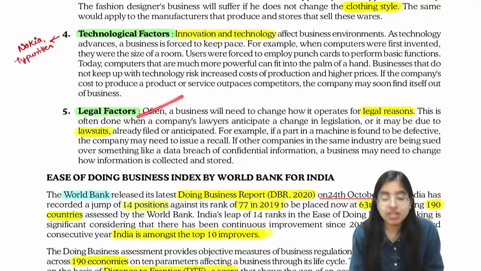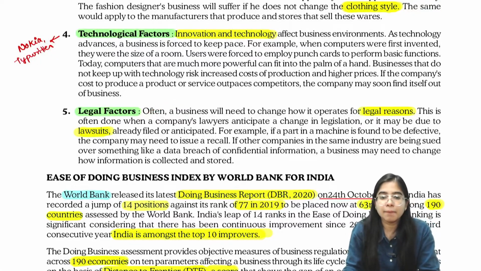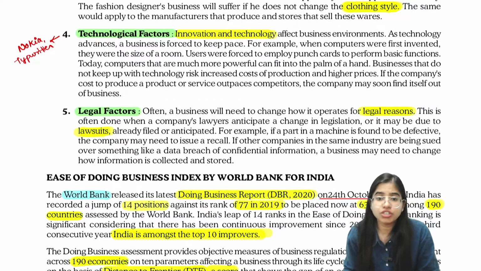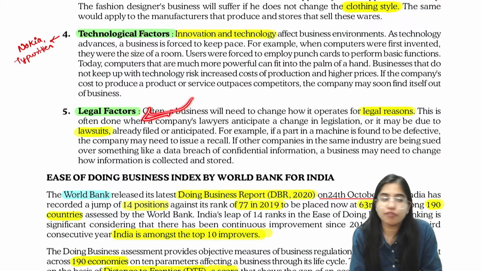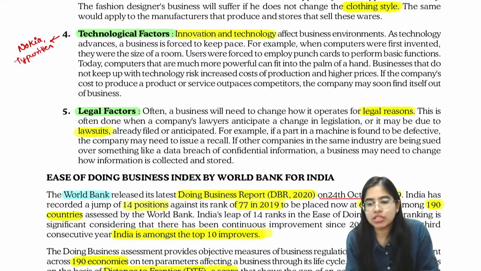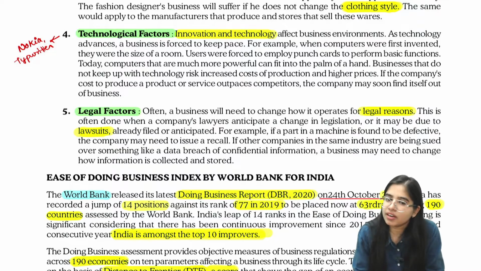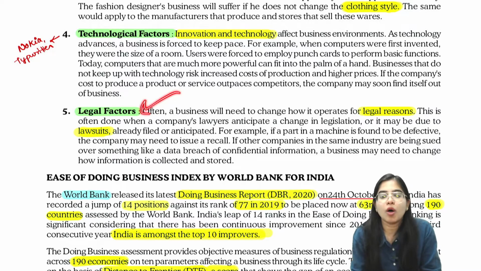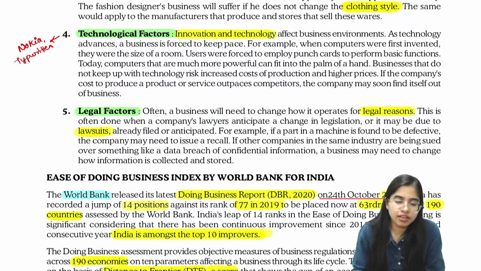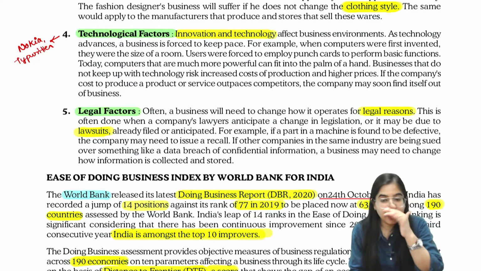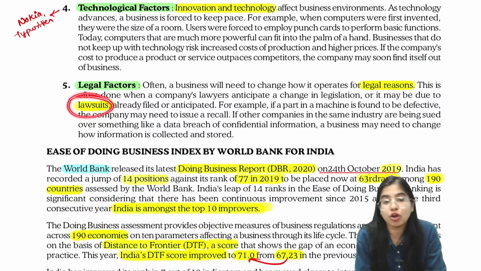Technological factors. Lastly, legal factors. Legal factors, example, change in law. If the law is changed, you have to change your business accordingly. If Uday is doing liquor business and liquor is banned in Karnataka, then Uday has to stop and close his liquor business. So legal factors affect business. Another example, lawsuits. Lawsuits means legal cases.